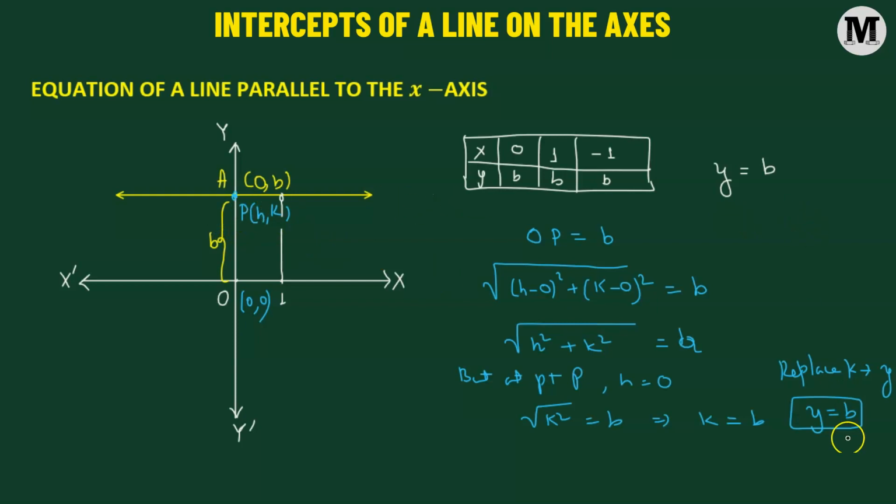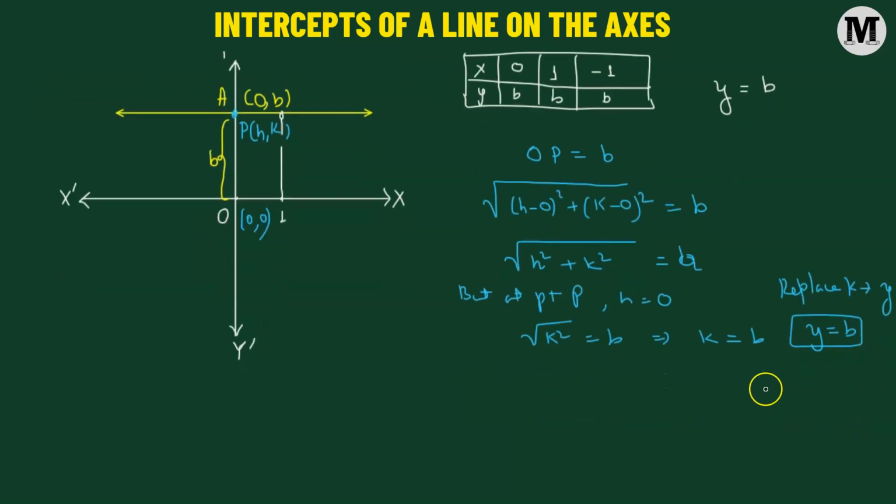So that's the equation of the locus of that particular point P. Now here also we are getting the same value, y equals b. So that means a line that is parallel to the x-axis is going to be given by this particular equation, y equals b, where b can be any constant. So here b is the y-intercept.